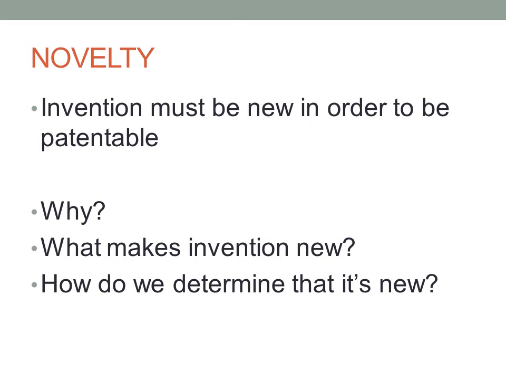Novelty. So we meet that test, we go to the next one. Novelty. Invention must be new in order to be patentable. If an invention has been patented already, if it's been described in a printed publication, in public use, on sale, or otherwise publicly available anywhere in the world before the date on which the patent application was filed, you do not get a patent. Why is that?